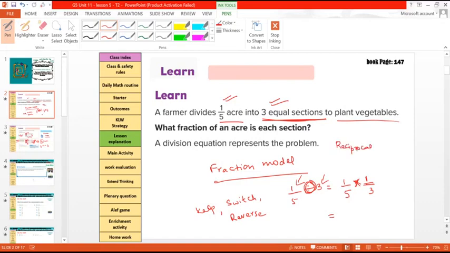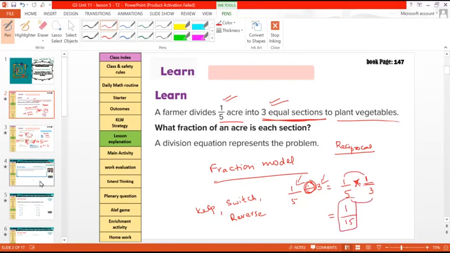Reciprocal. So you learnt in term 1. What do you mean by reciprocal? Reciprocal of 5 is 1 by 5. Any whole number is like 1 by something. Now it's very easy. 1 into 1 is 1. 5 times 3 is 15. So the answer is 1 over 15.